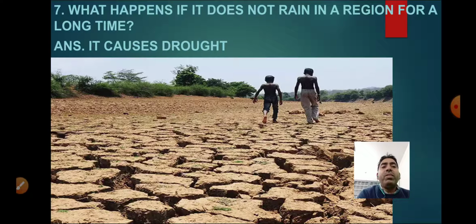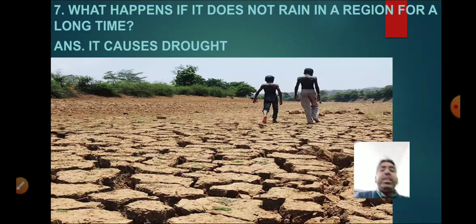Now our seventh question of Understanding Ideas is, what happens if it does not rain in a region for a long time? It causes drought. You have heard about drought earlier, that I have stated in the class, what happens in a drought.